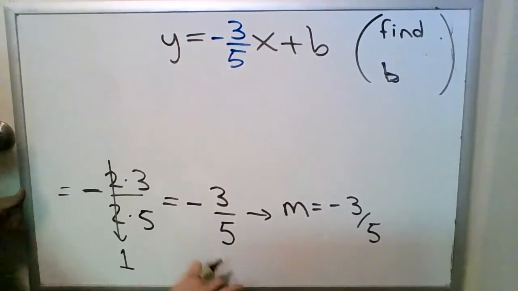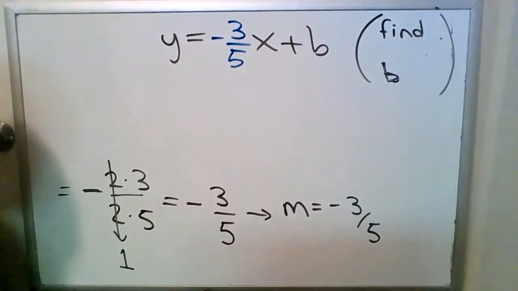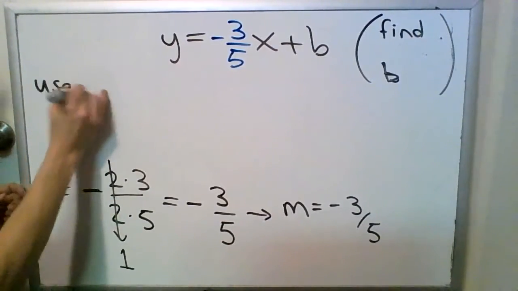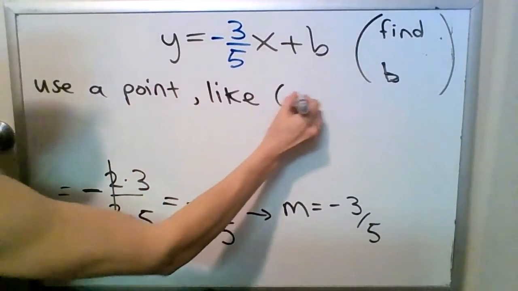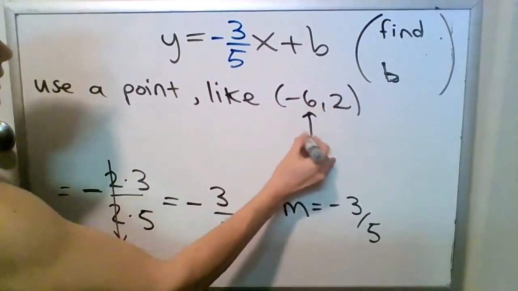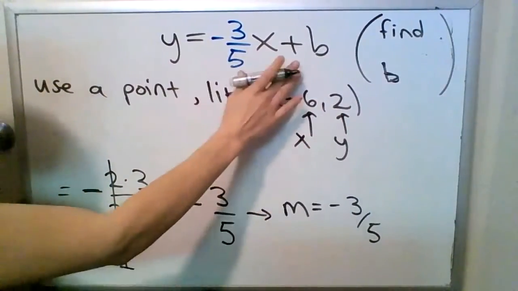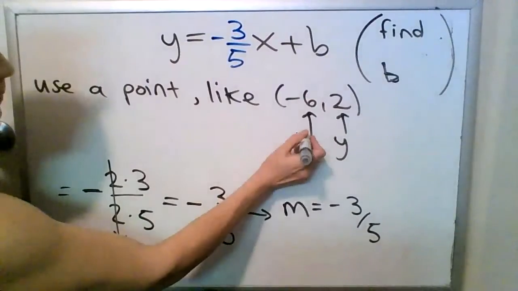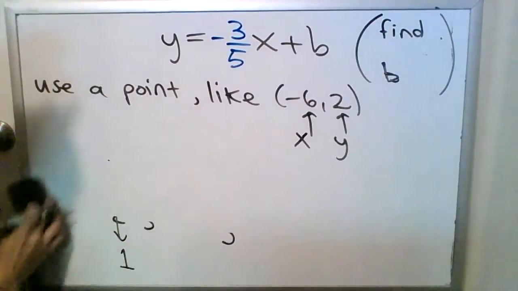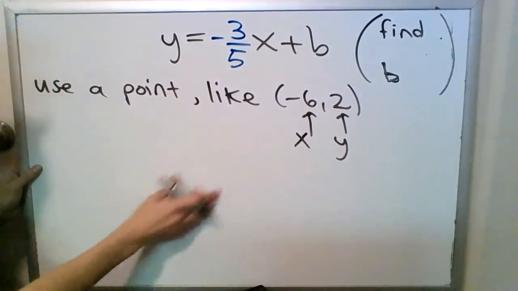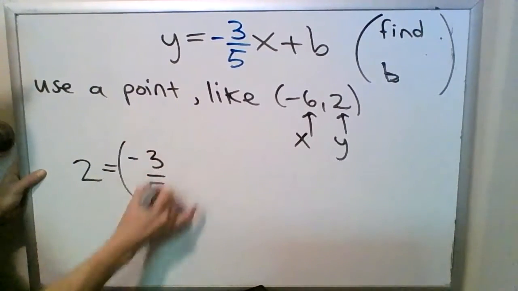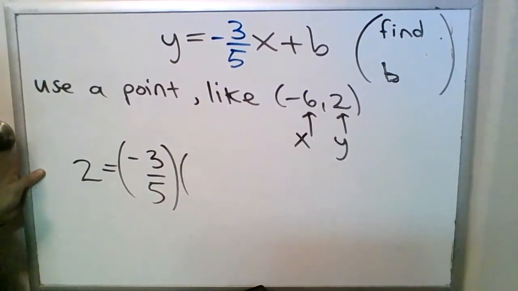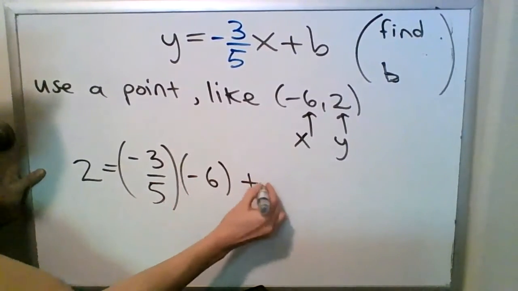Let's see. We want to pick one of the points. Either point is fine. I'm going to pick the first point, negative 6, 2. Where you just take the x value and the y value and put that into what you have so far. Okay, so the y is going to be 2. And we found the slope of negative 3/5. And we're putting in x equal to negative 6. And we're going to solve this for b.